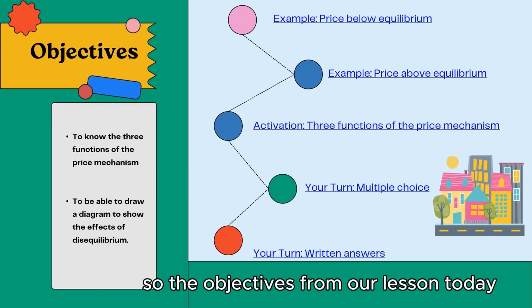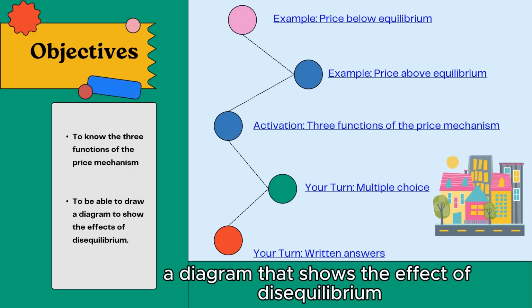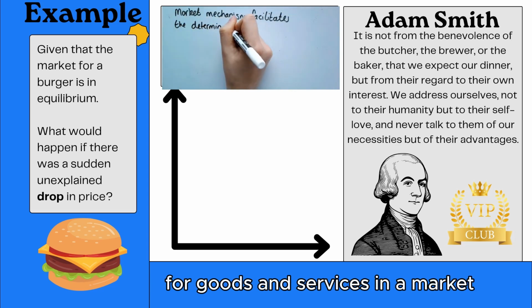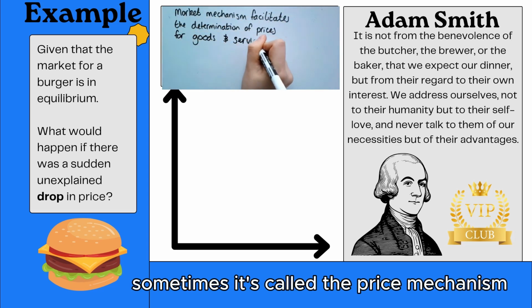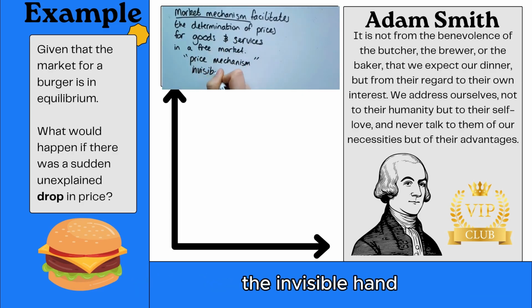So the objectives from our lesson today are to know the three functions of the price mechanism and to be able to draw a diagram that shows the effect of disequilibrium. The market mechanism facilitates the determination of prices for goods and services in a market. Sometimes it's called the price mechanism, and this is what Adam Smith referred to as the invisible hand.